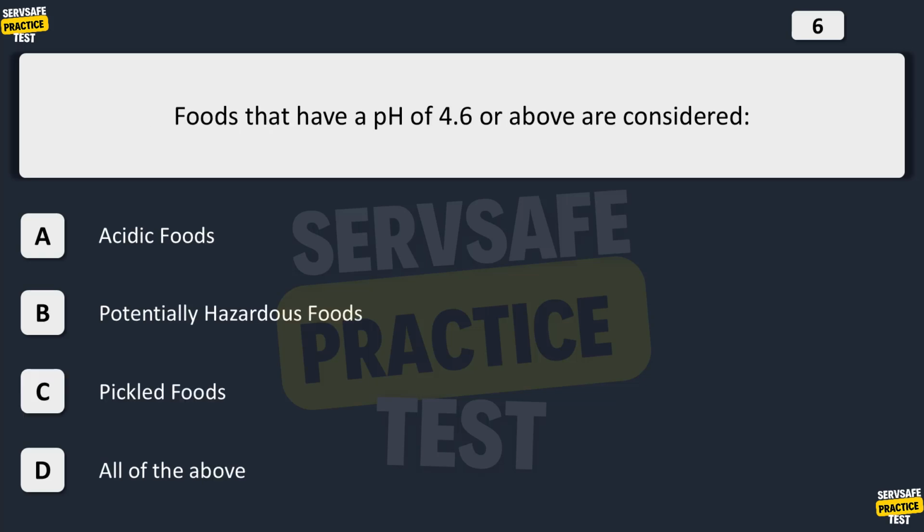Foods that have a pH of 4.6 or above are considered A. Acidic foods. B. Potentially hazardous foods. C. Pickled foods. D. All of the above.